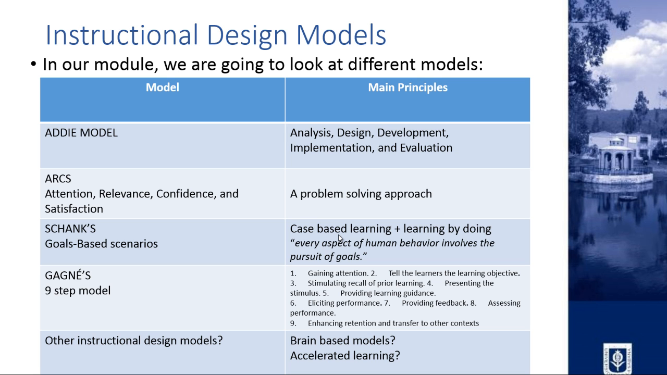So as you can see, these 4 models are all very good and very appropriate. So I don't know what may fit in your context. Maybe the ADDIE model, maybe the RCS, maybe Shank's, maybe Gagne's, maybe a combination of the 4. I don't know. However, you can also take a look at other instructional design models. For example, brain-based models, accelerated learning. I mean, there are other things that you can take a look at.